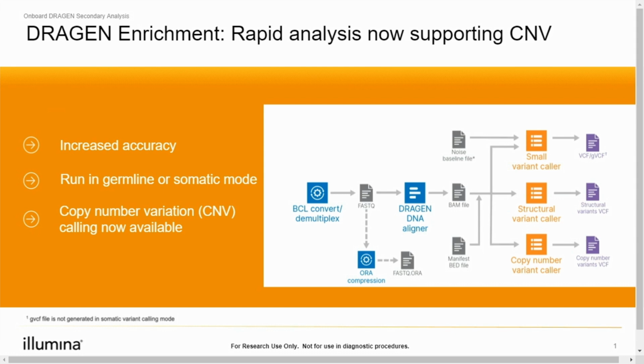Output files include VCF, GVCF, and/or BAM files. Note that GVCF is generated only in germline mode, and multiple VCFs will be generated if copy number variant calling or structural variant calling are enabled.